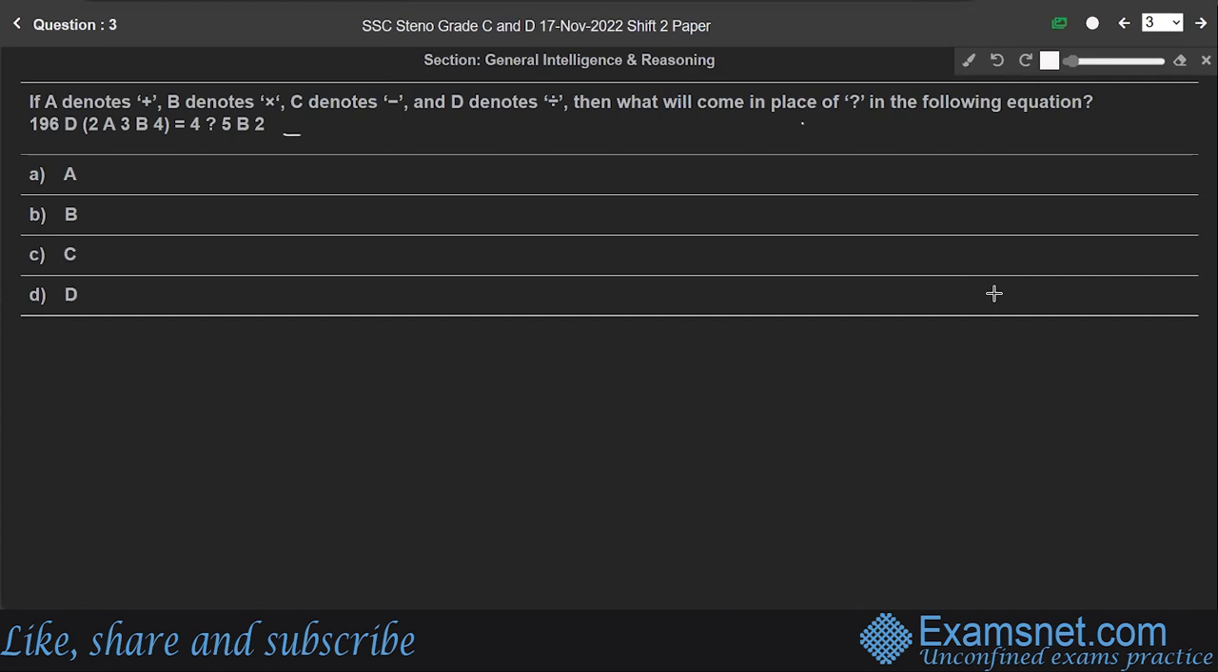Question number 3. If A denotes plus, B denotes into, C denotes minus, D denotes divided by, then what will come in place of the question mark in the following equation? Here is the given equation. We'll write the given equation as 196 D, so here D denotes divided by, right? Inside the bracket, we have 2 A, where A denotes plus. It becomes 2 plus 3 B 4, where B denotes into. Close the bracket, is equal to 4 ? 5 B 2. So what will come in place of the question mark? Whether A, B, C or D, that we have to decide. Which operation should be included here, right? So we'll write the question mark as it is, 4 ? 5, and here B denotes into 2, right?